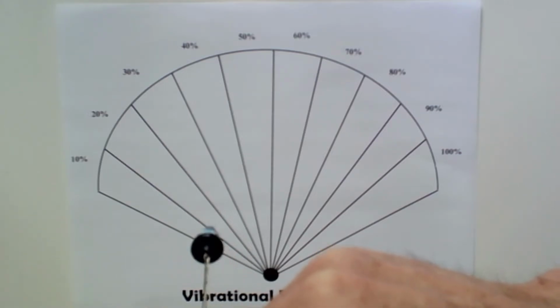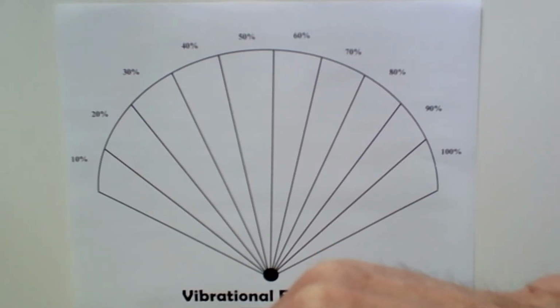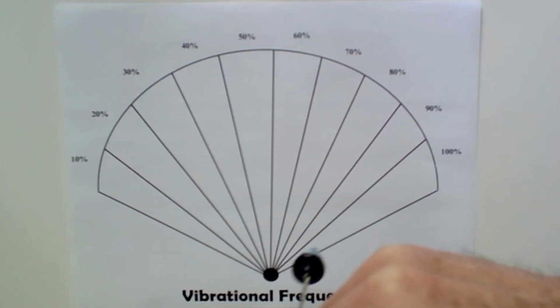And there we go. The pendulum starts moving in the appropriate direction. And now I want to ask the pendulum to show me the direction that represents a high vibrational frequency. And there we go. Now we've got a direction that represents a high vibrational frequency.